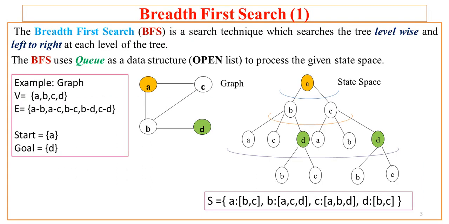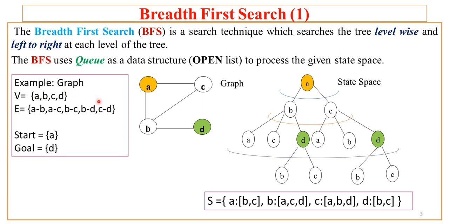Breadth first search, BFS, is the search technique which searches the tree level wise and left to right at each level of the tree. We'll try to understand this definition. Moreover, BFS uses a queue as a data structure, that is, the open list is maintained as a queue to process the given state space. Now we'll first try to understand the definition of breadth first search.